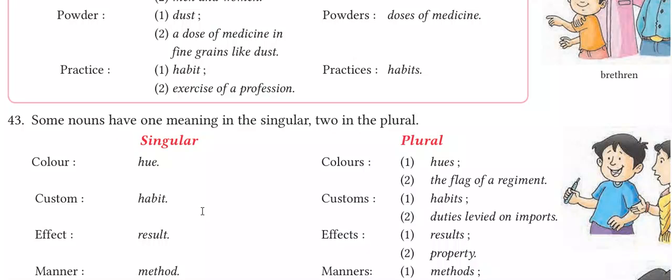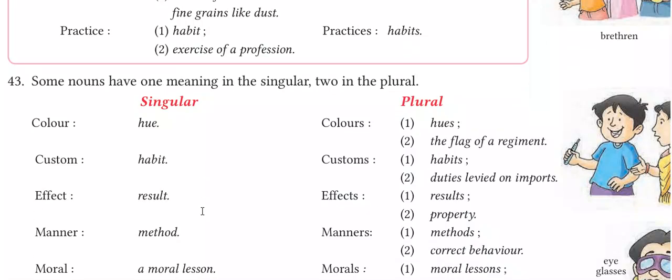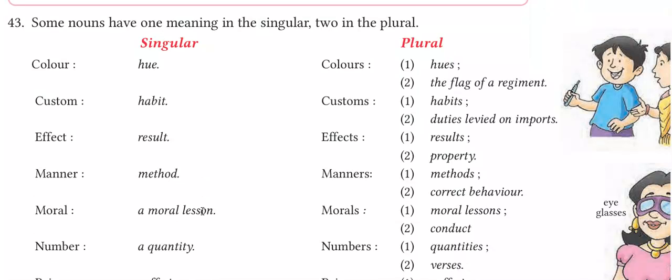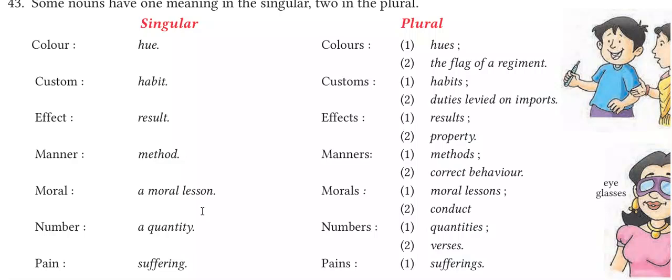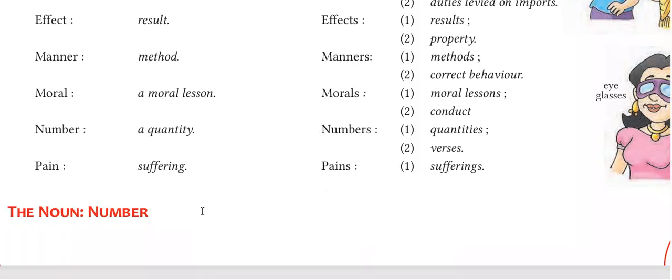Some nouns have one meaning in their singular, two in plural. How? Color means hue, and colors means hues or the flag of a regiment. Custom in singular means habit, and customs means habits or duties levied on imports. Effect means result, and effects means results or property. Right? So it means that in their singular they have one meaning, but in their plural they have two meanings.